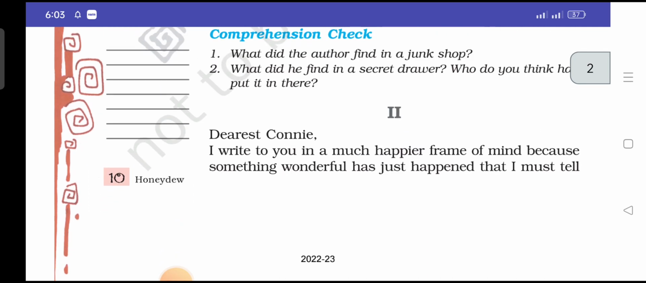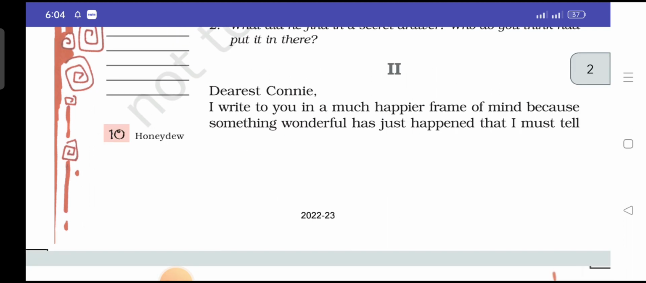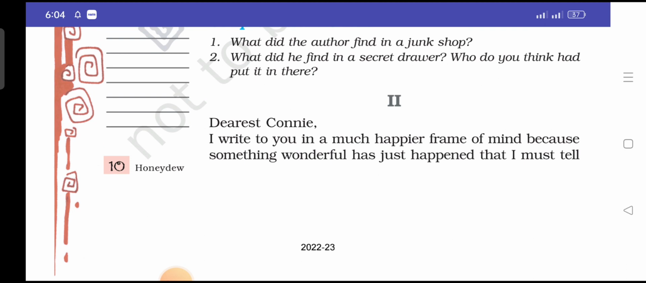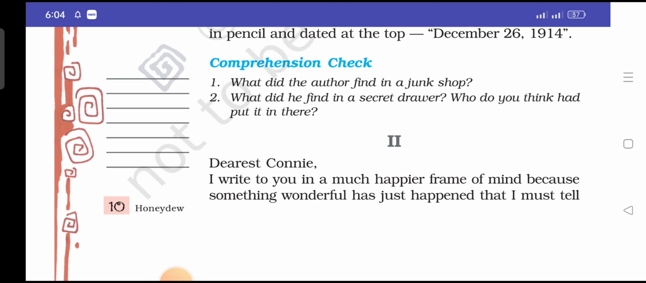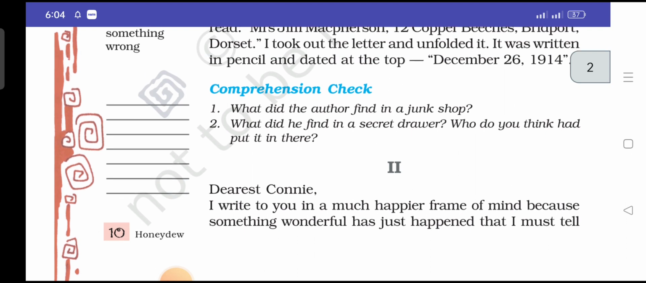Now see, what did he find in the secret drawer, and who do you think had put it in there? So basically, the writer found a black tin box in the secret drawer, and as the letter was written by Jim, so I think the person who has put the letter in the drawer is Jim only.